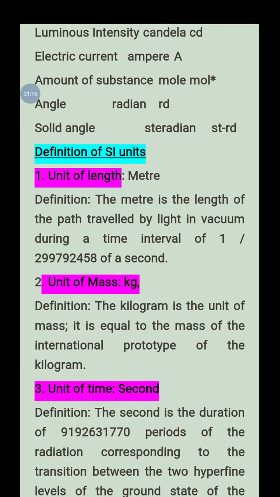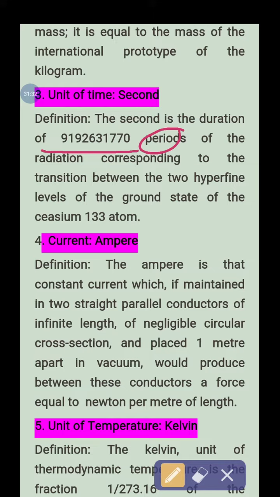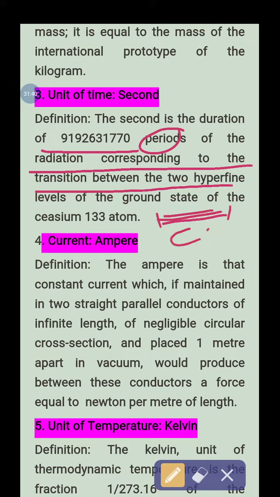Unit of time: second. The second is the duration of 9192631770 periods of the radiation corresponding to the transition between two hyperfine levels of the ground state of the cesium 133 atom. Cesium 133 atom.